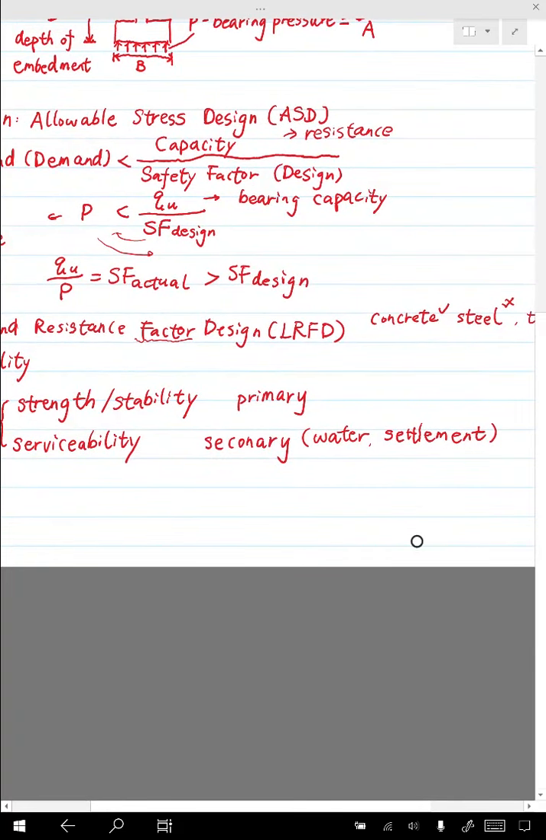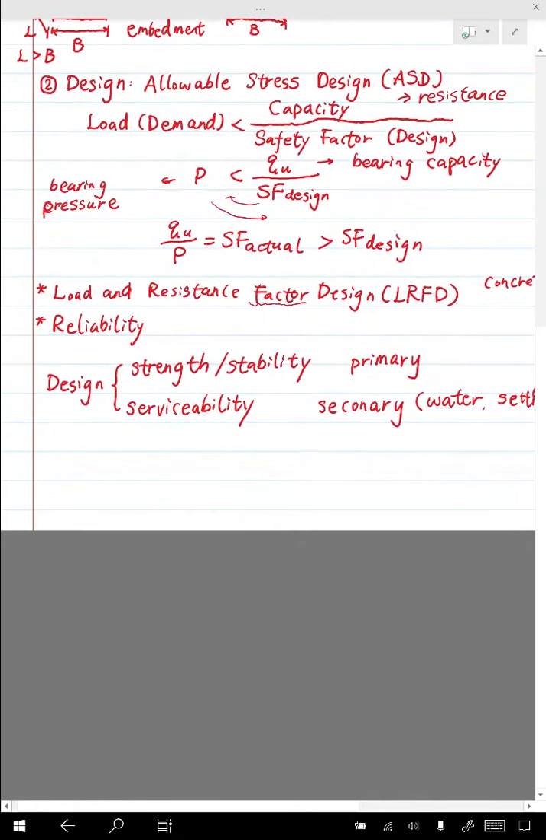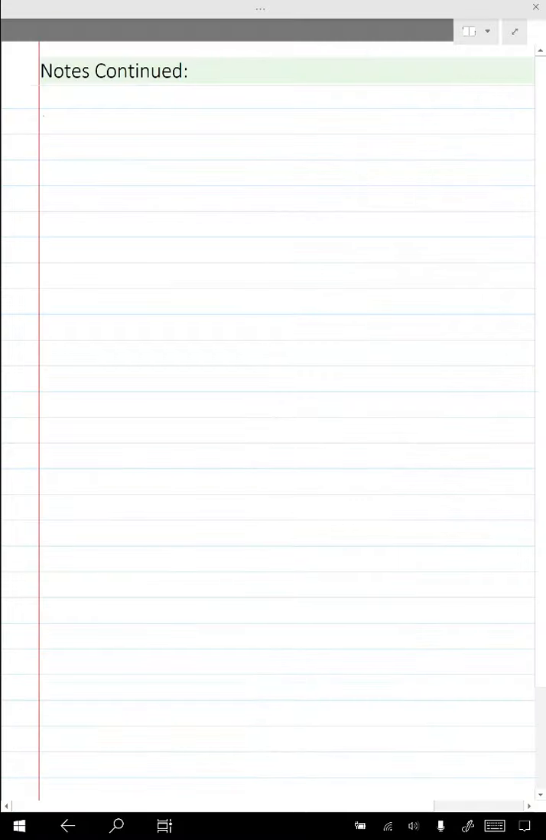So you can see that the design considerations in foundation engineering are actually related to what we learned in soil mechanics. In soil mechanics, we said that we have three basic issues. We have the water, drainage, seepage issue. We have the deformation, settlement issue. So they are secondary. And we also have strength. So that's for stability. That's the primary consideration in foundation design. So you can see the connections between soil mechanics and foundation engineering. Next, let's continue and move to the design theory.